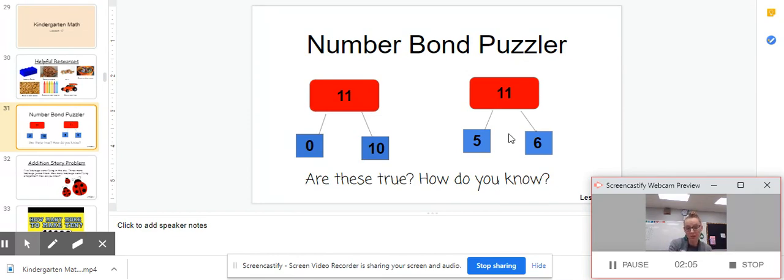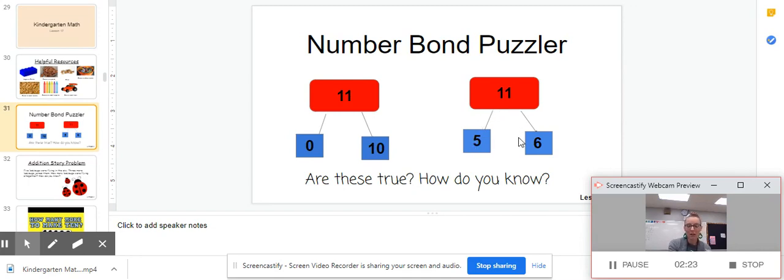Well, let's look at the second one and see if this one could be true. We're going to do just like what we did before. We're going to take one of the numbers. I'm going to take the bigger one because it's a little easier. I'm going to put it in my heart, hold it there, and then I'm going to count up 5 more because that's the other number, and we're going to see if we get the number 11.